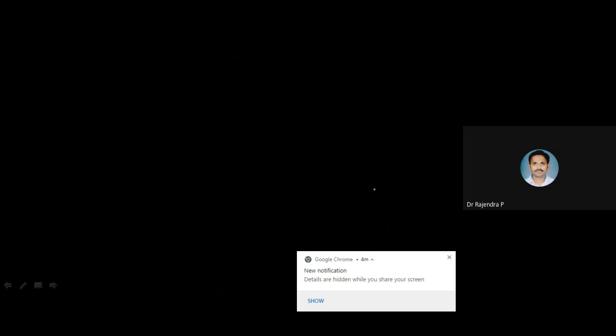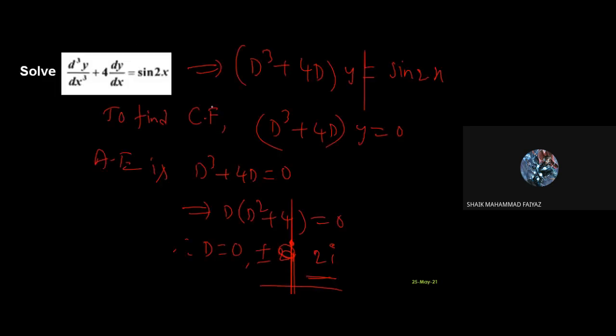Good. Now we have the complementary function, and we have to find the particular integral for this. How do we get the particular integral? 1 by f of D, that is 1 by D cube plus 4D, acting on our function, which is sin 2x.